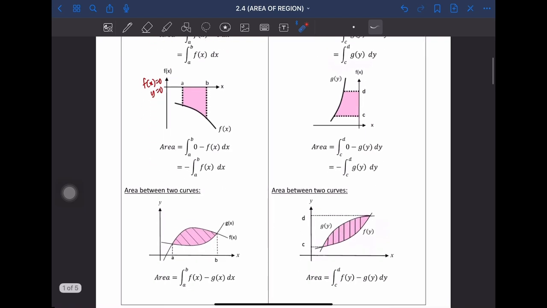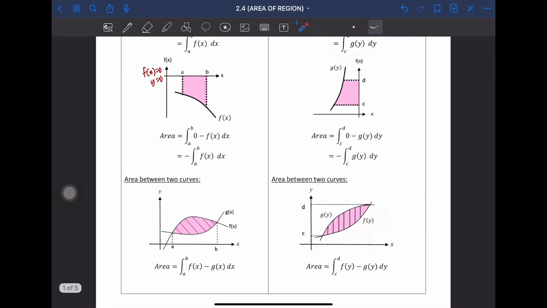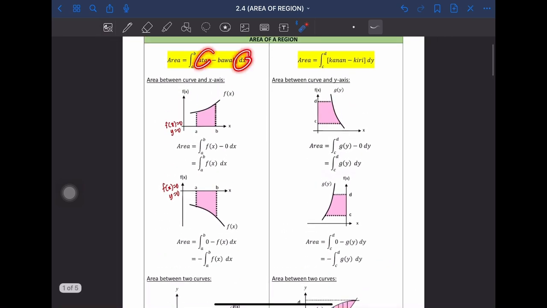And for the last one, sama juga, we have a curve gx, and then we have another curve fx. So kita nak cari area of the pink one. So we have limits a and b. Again, limit kita pakai limit value of x. So we're gonna use formula dx. So bila dx atas tolak bawah.